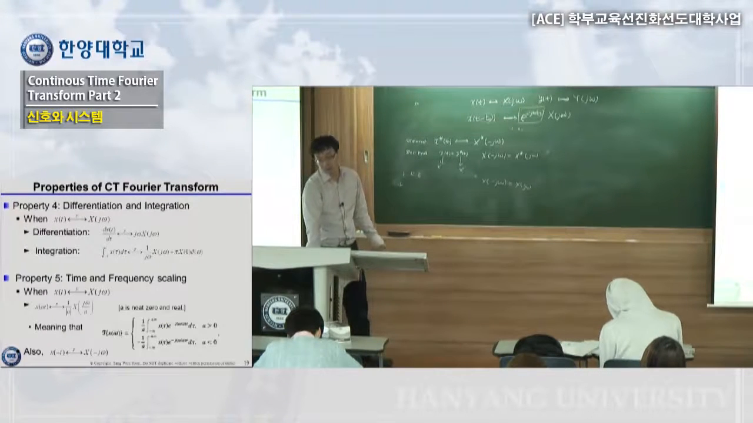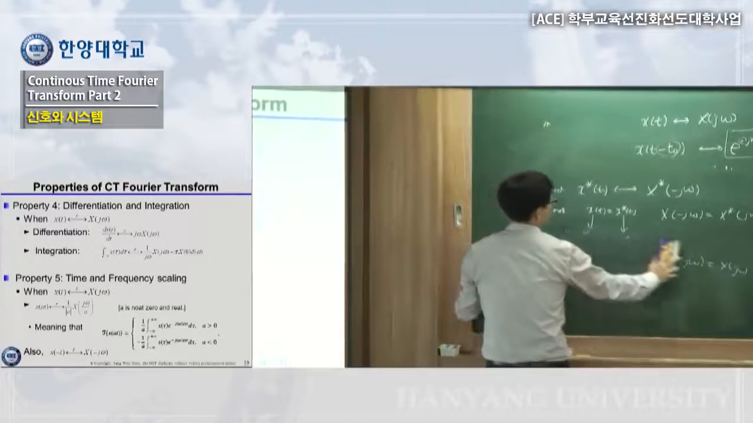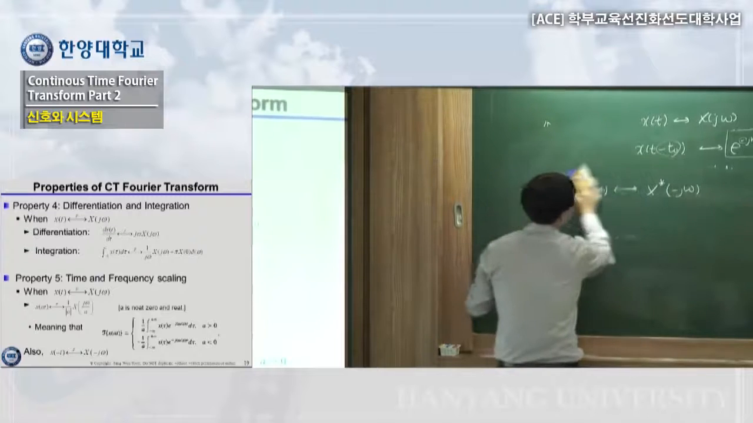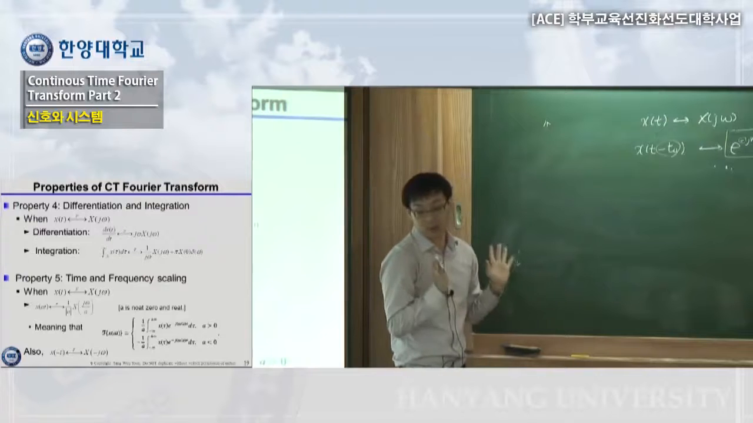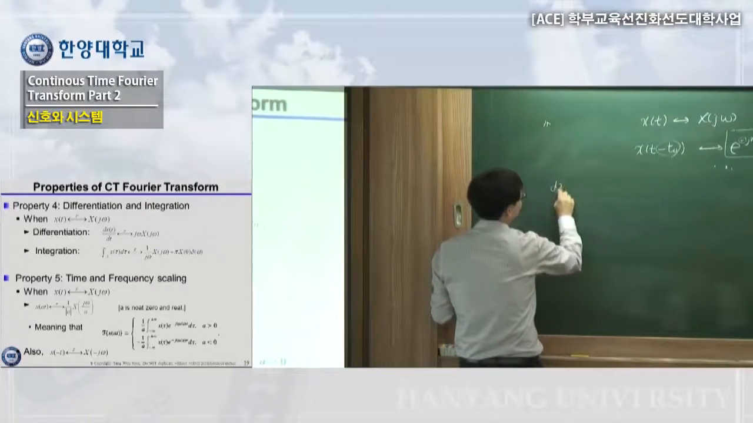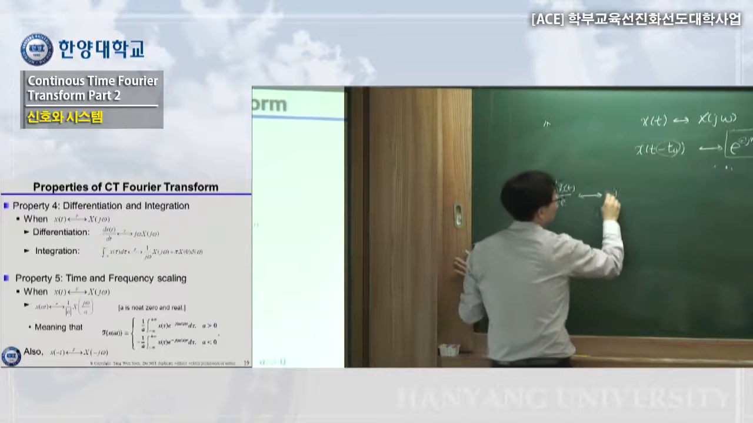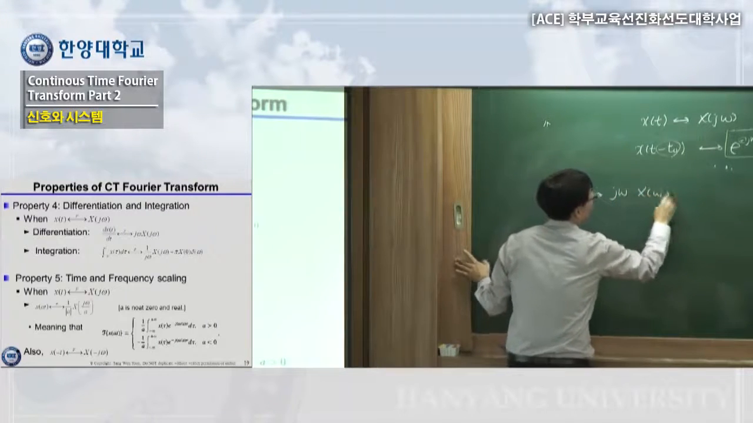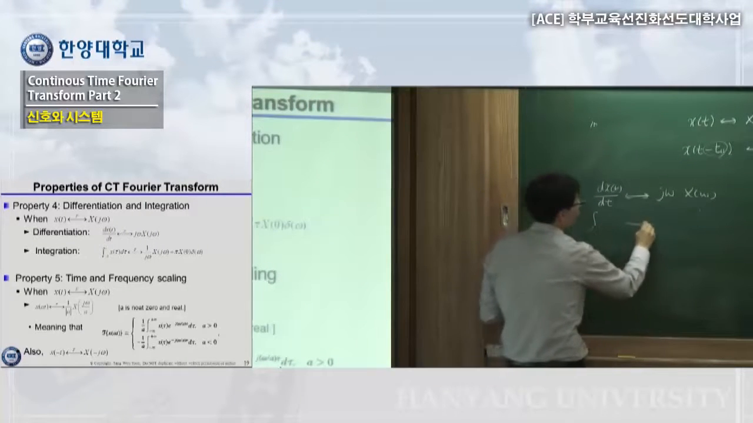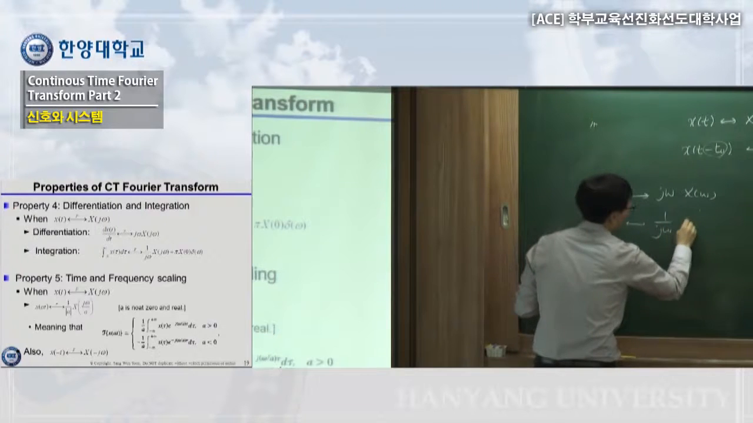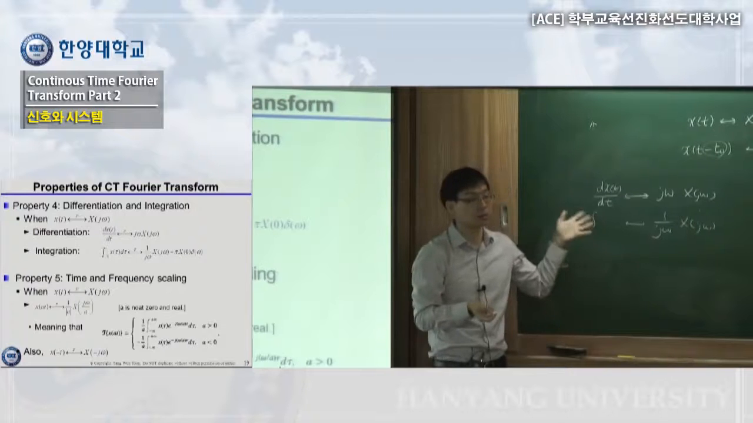Differentiation and integration. Actually, this is the most important part, differentiation and integration. You already know it. If x(t) is differentiated, you automatically multiply by j omega, right? If you have integration, you automatically multiply by 1 over j omega. Right? You already know it.